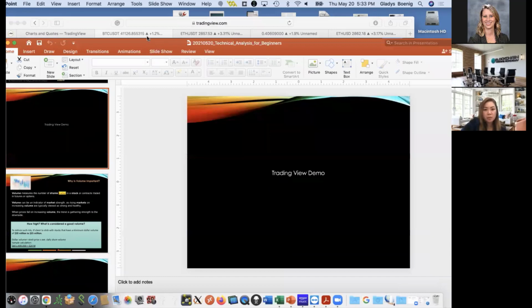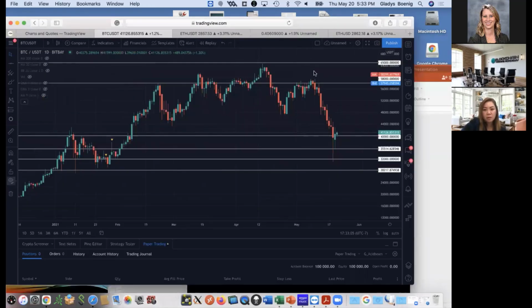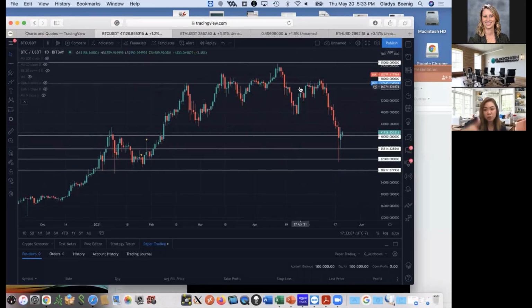So you guys have any questions so far about resistance? So this is the trend line. A more solid trend line is the horizontal one. The ones that you draw diagonally, on an angle, are not as reliable as the horizontal ones.